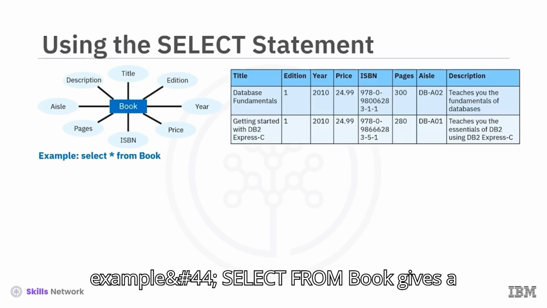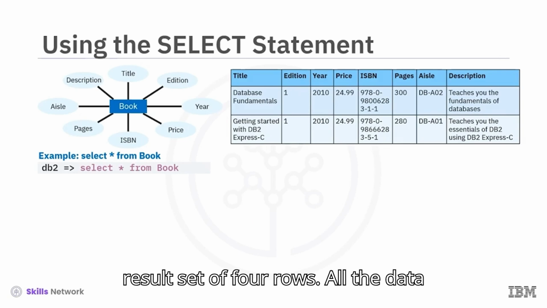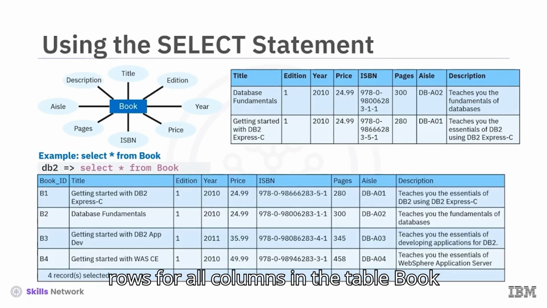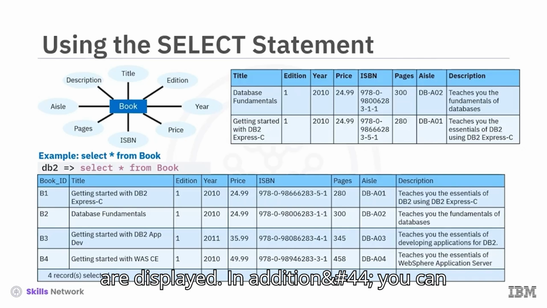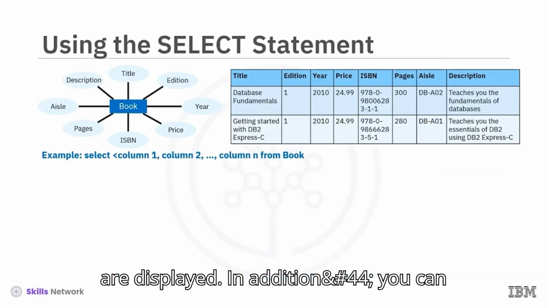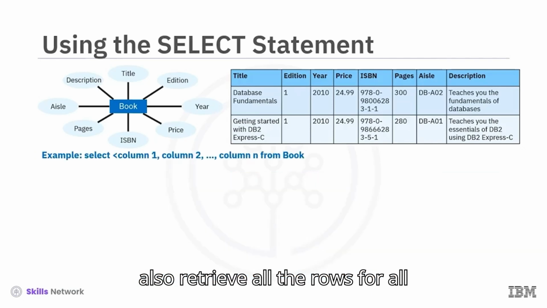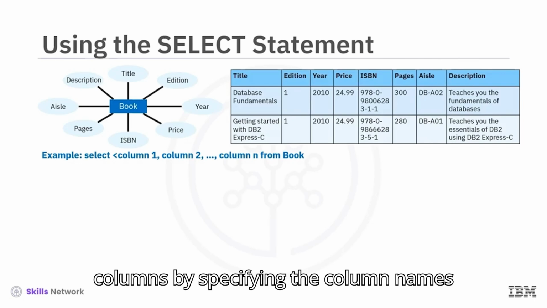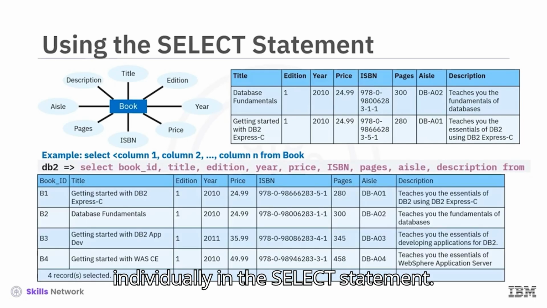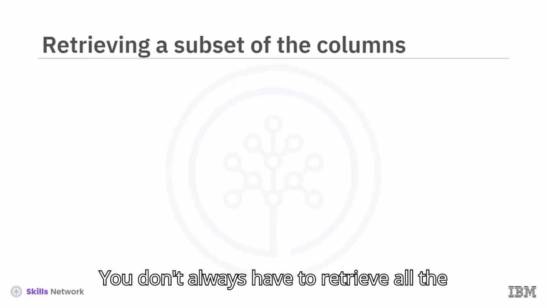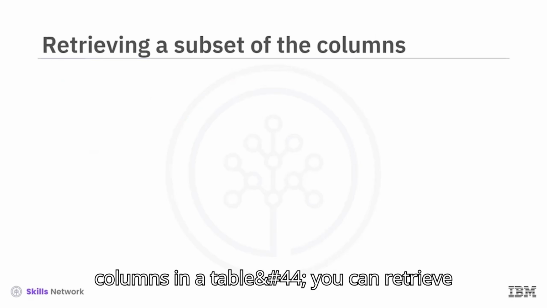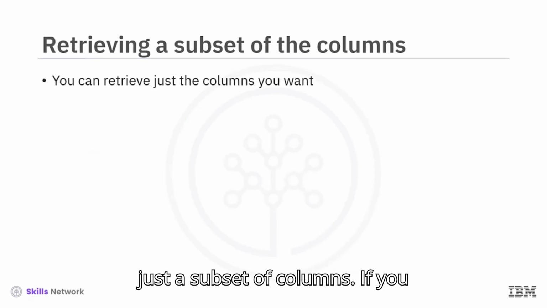In the book entity example, select star from book gives a result set of 4 rows. All the data rows for all columns in the table book are displayed. In addition, you can also retrieve all the rows for all columns by specifying the column names individually in the select statement. You don't always have to retrieve all the columns in a table. You can retrieve just a subset of columns.